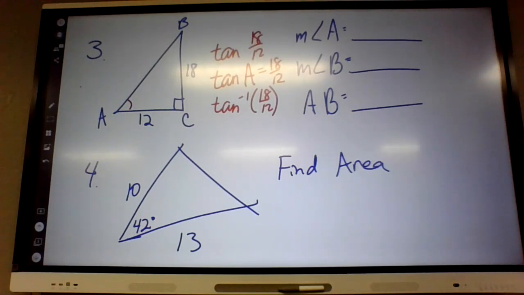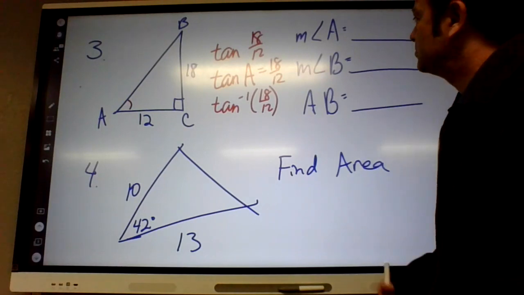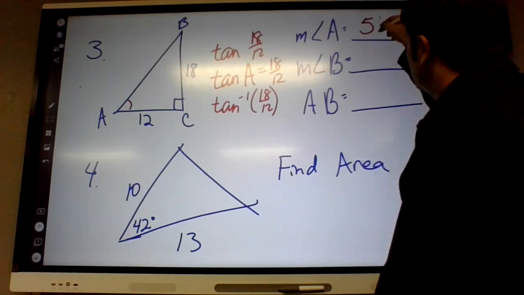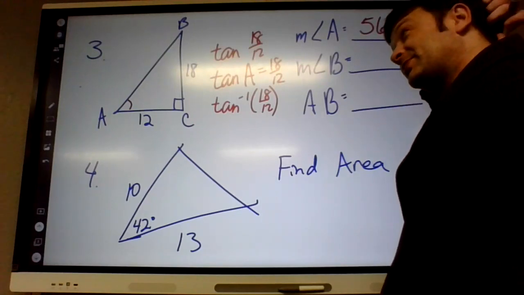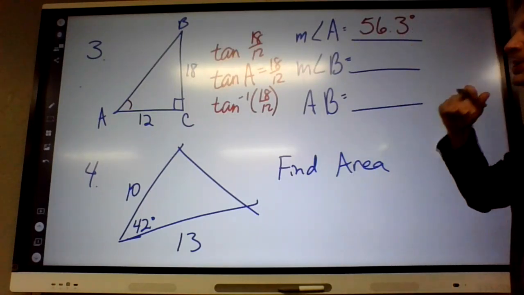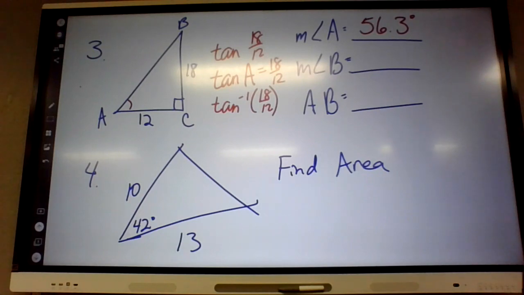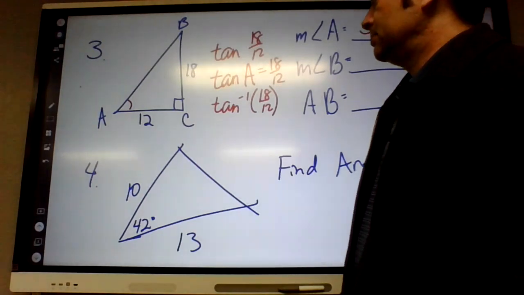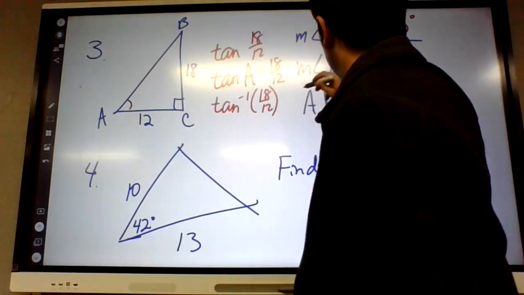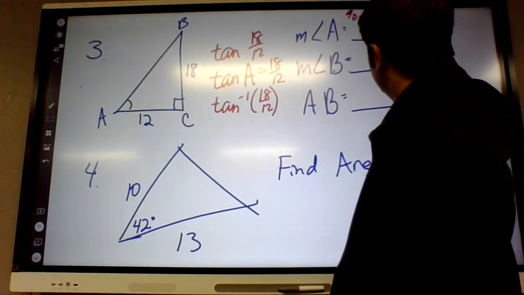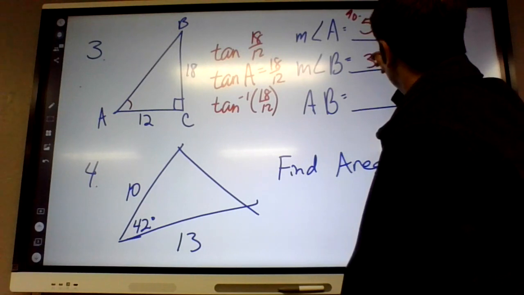Okay, what do we get? 56.3. All right. Now, what is the best way to find angle B if angle A is 56.3? We do 90 minus 56.3. Right, 90 minus this would give us that. So 90 minus that is 33.